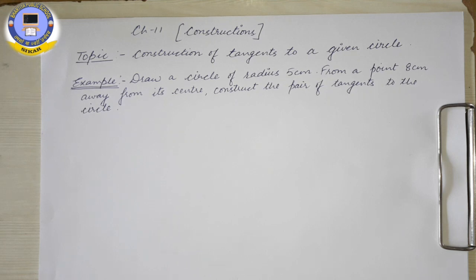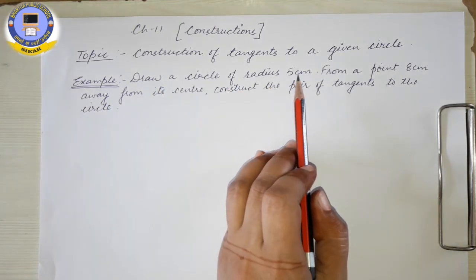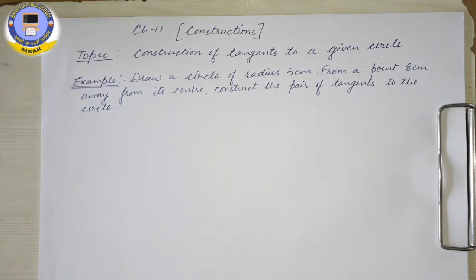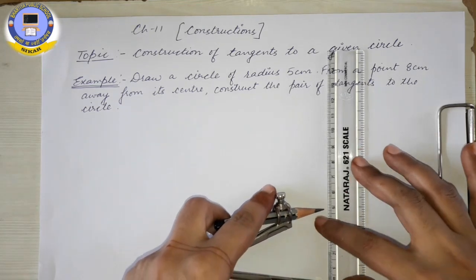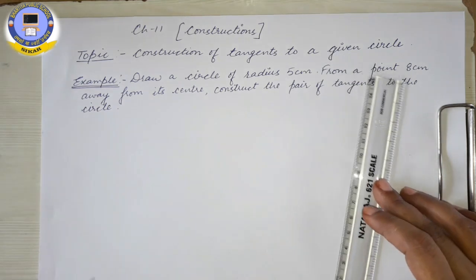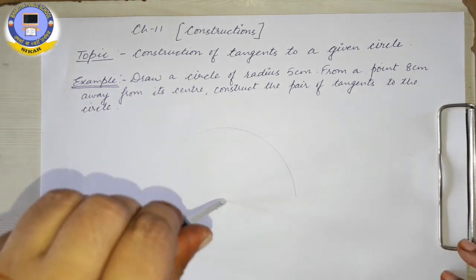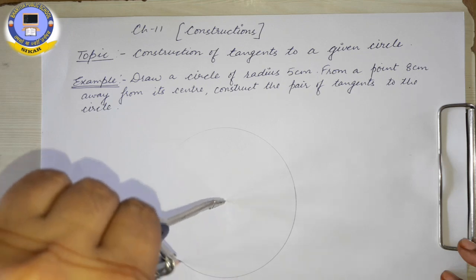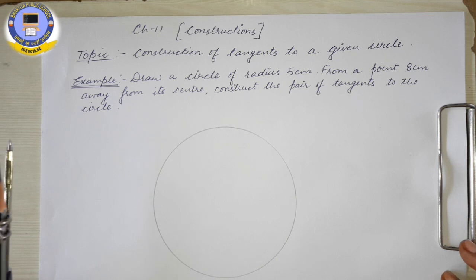Now let us start. Look at this example. It is given that we draw a circle of radius 5 cm. So our first step is to draw a circle of radius 5 cm. Open your compass up to 5 cm and draw a circle. Whatever you do in construction, you have to write in steps. So the first step is: draw a circle of radius 5 cm.